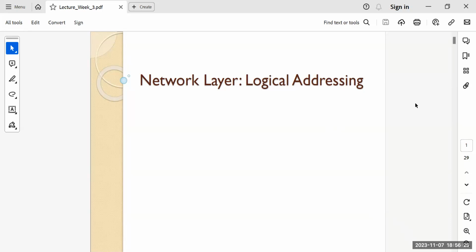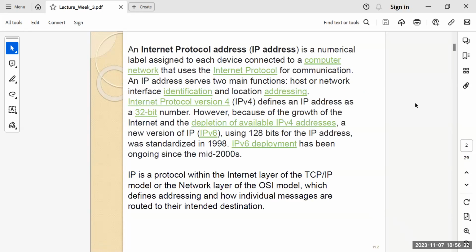We're going to start the topic of logical addressing in the network layer. First, we see what an internet protocol is. An internet protocol, an IP address, is a numerical label assigned to each device connected to a computer network. Whenever any device is connected to a computer network, it gets assigned an IP address that uses the internet protocol for communication that you have already studied.